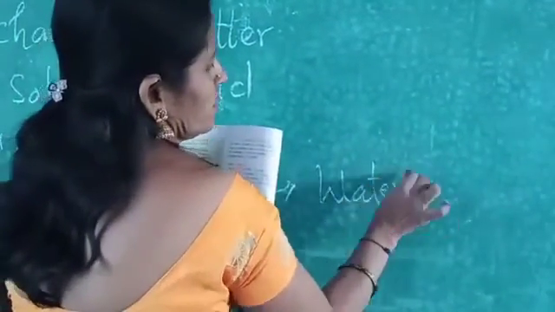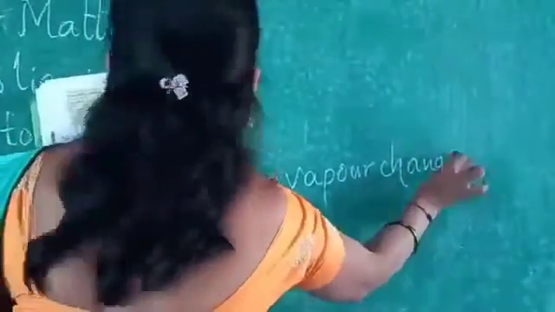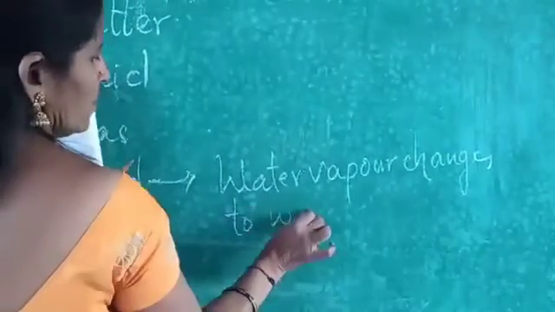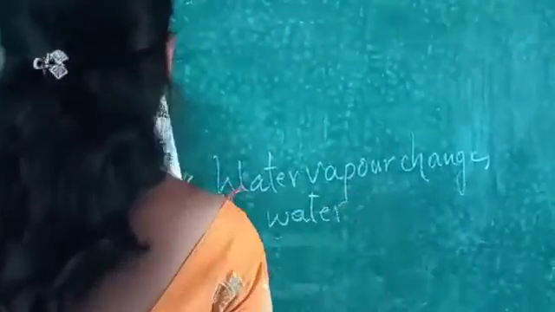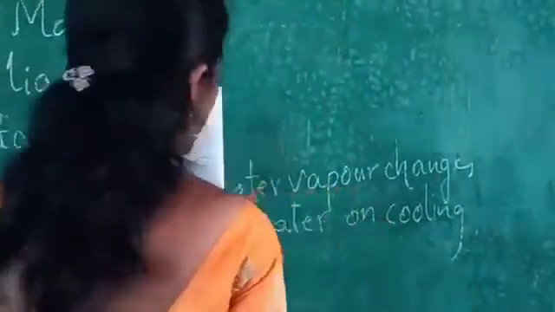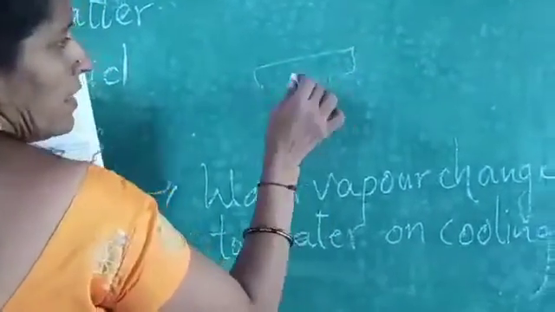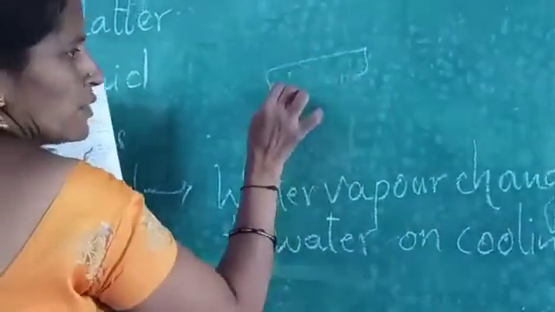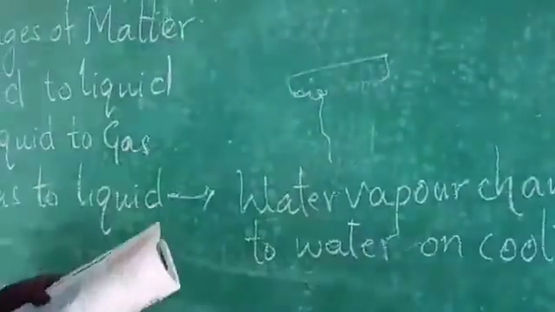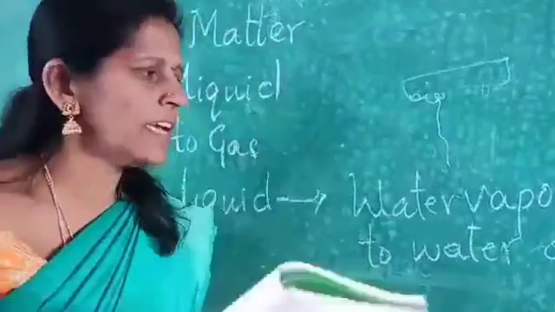Water vapor changes to water. We have seen this when it is cooled. We kept a lid on boiling water, and after that on the lid we saw some drops of water. After cooling, the water vapor came as water. So the process by which a gas changes to a liquid is called condensation.